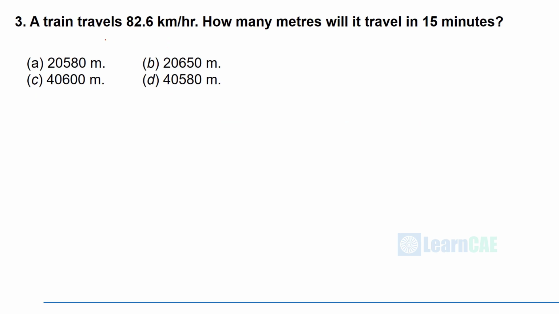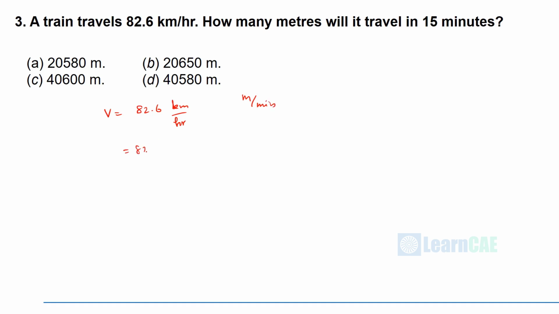Next question. A train travels 82.6 km per hour. How many meters will it travel in 15 minutes? They are given the speed of the train in km per hour. They are asking the value in meters per minute. So let us convert that. The speed is given by 82.6 km per hour. We shall convert this to meter per minute.